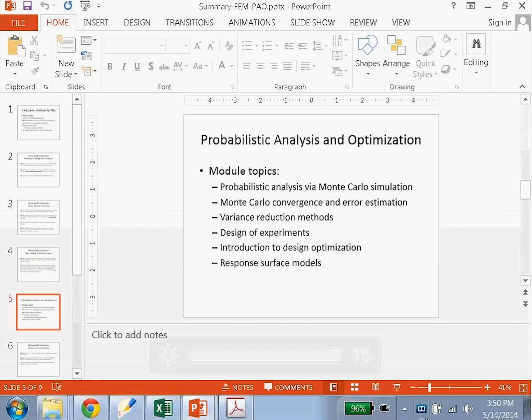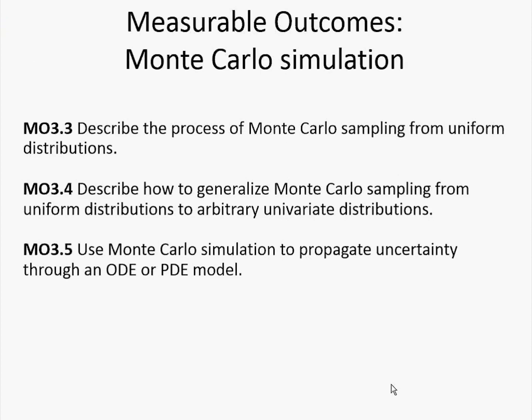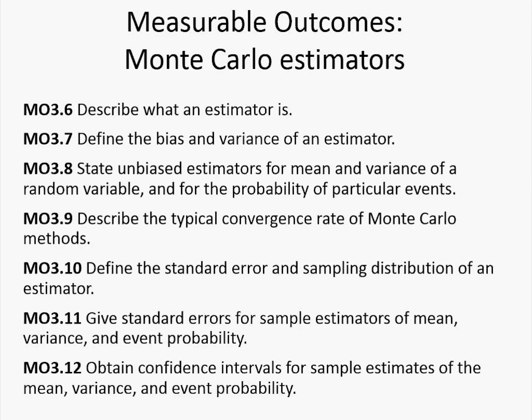We'll go look at the outcomes for that last section, the probabilistic analysis and optimization. And again, these are specifically what I expect you to be able to do. I'm not going to ask you to do anything that's not in these outcomes. If you can do every single one of these outcomes, you will be 100% fine. So 3.1 and 3.2 relate to some basic probability. 3.3, describe the process of Monte Carlo sampling from uniform distributions. 3.4, describe how to generalize it to arbitrary univariate distributions, like triangular. Use it to propagate uncertainty. You've been tested on this one in the project already.